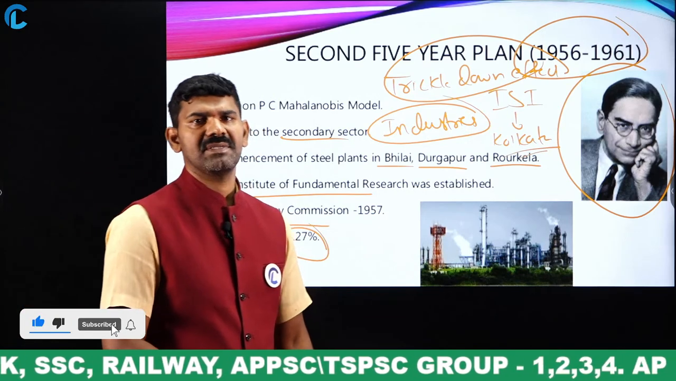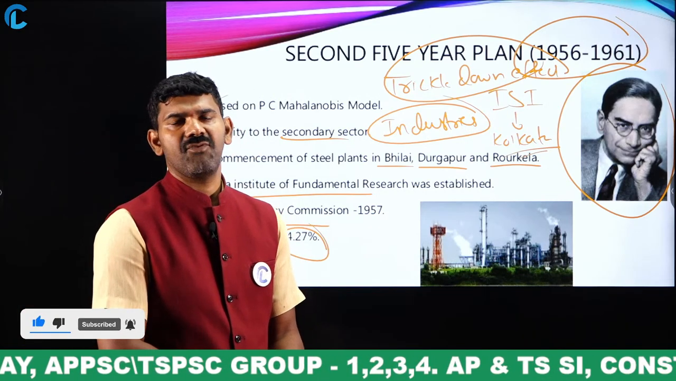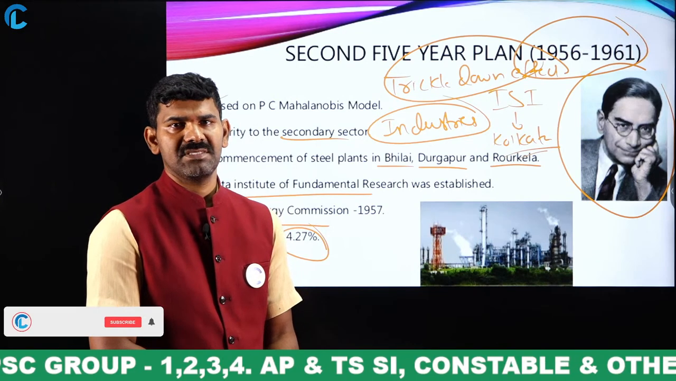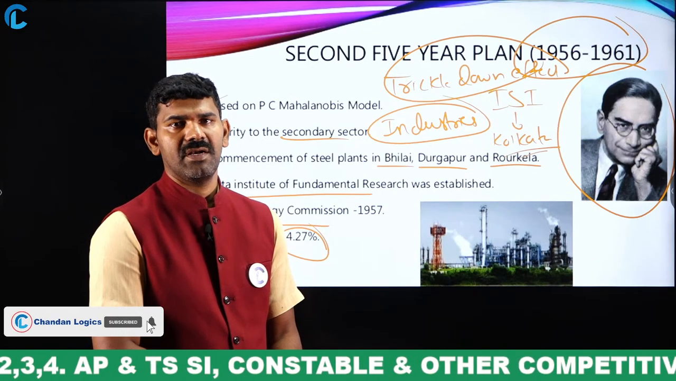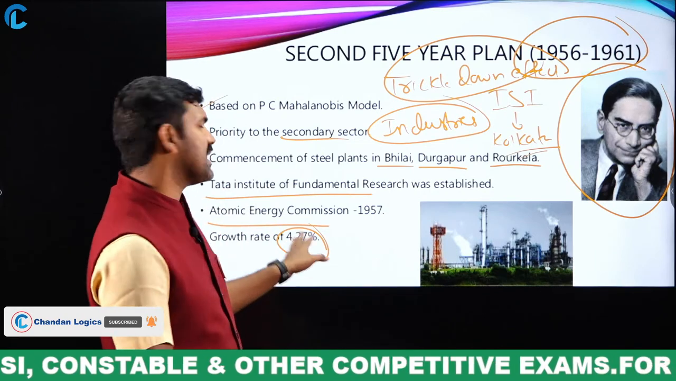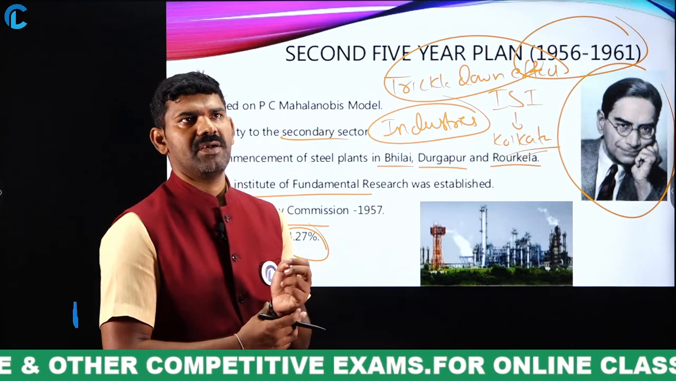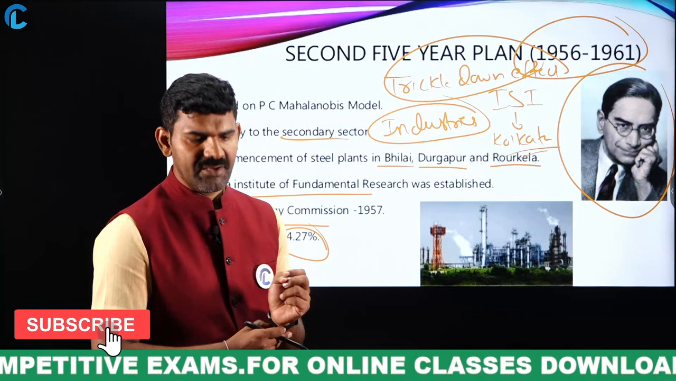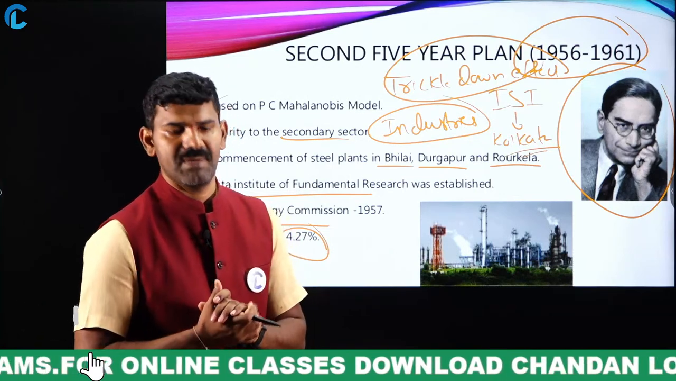Okay, I said it's 4.1%. We kept a target of 4.5%, but we achieved 4.1%. Very, very important. Growth rate target was 4.2, right? 3.6, 4.2. Yeah, clear. 4.5, we kept a target, we achieved 4.1%.